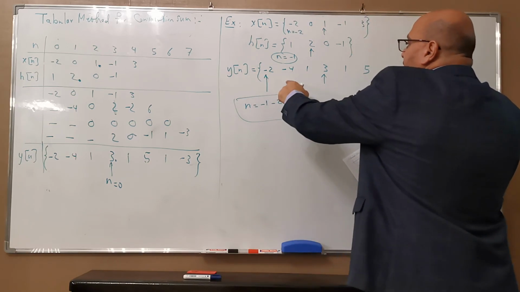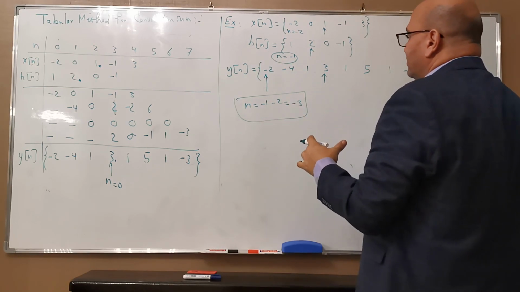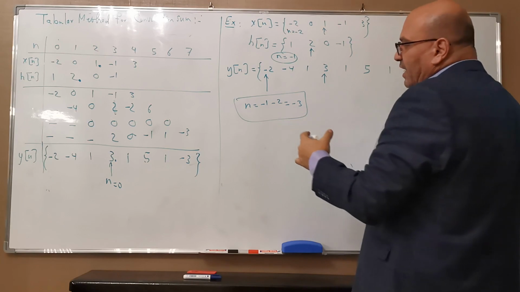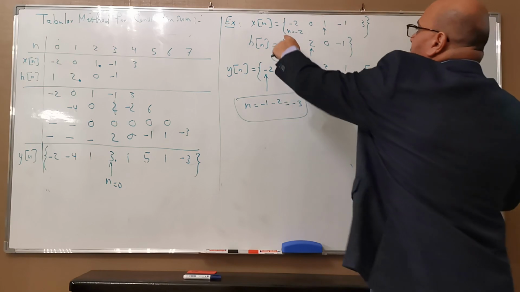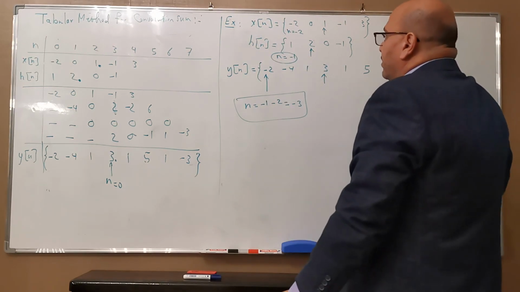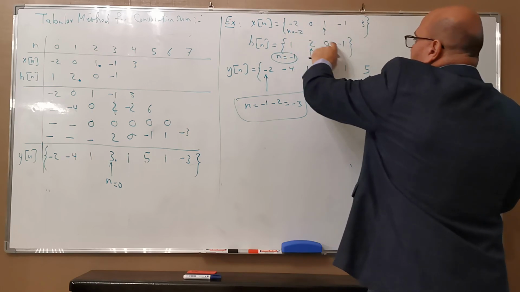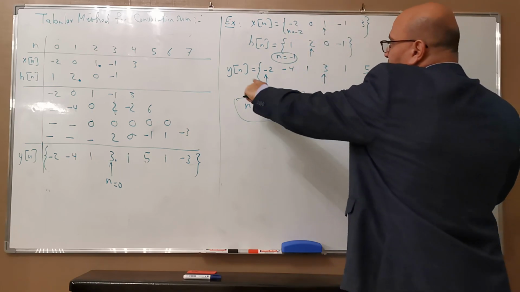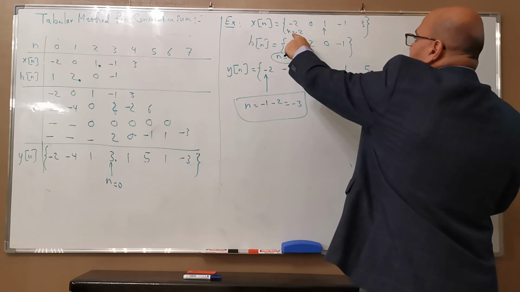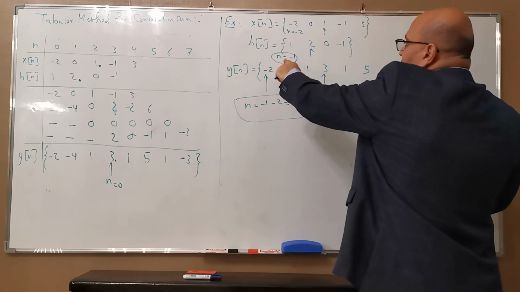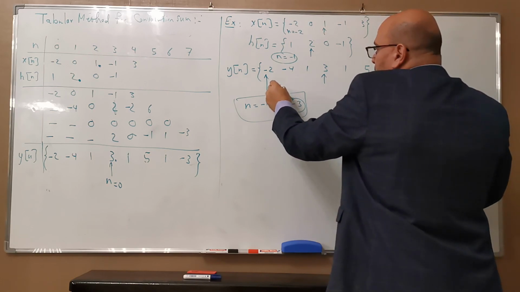So the length and the starting index of the sequence y of n are decided from x of n and h of n themselves. The number of items in y of n is the sum of the numbers of items in x and h, minus 1. Where the index should start is the first index in x plus the first index in h, and their summation is the first index of y.